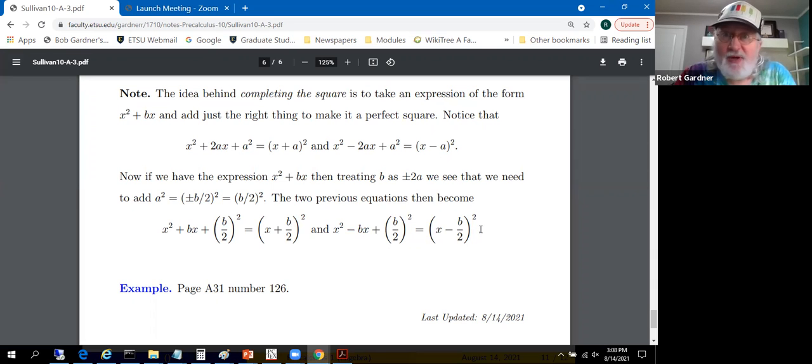Why do you want to get a perfect square? Well, granted, it's unmotivated now. The real reason is so we can do the quadratic equation. For now, just the manipulations on completing the square. So you'll be given something of this form, and you'll add just the right thing, or with a negative sign in it, something of this form. You'll add just the right thing, and by doing that, you'll be guaranteed to get a perfect square.